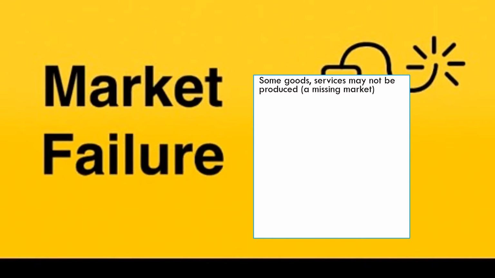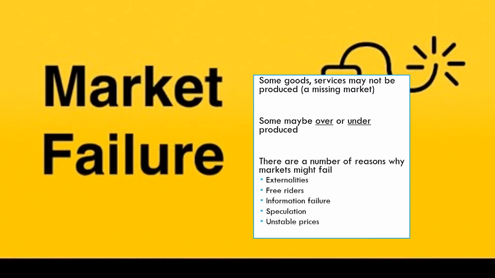So some goods or services may not be produced at all, and we would say there's been a market failure. The market hasn't actually produced this good or service. There's been a missing market. Some goods may be overproduced. There's too much being produced by the market, or some goods or services may be underproduced. There's not really enough being produced from society's perspective. And there are a number of reasons why markets might fail, and we're going to look at these in some of the next videos.